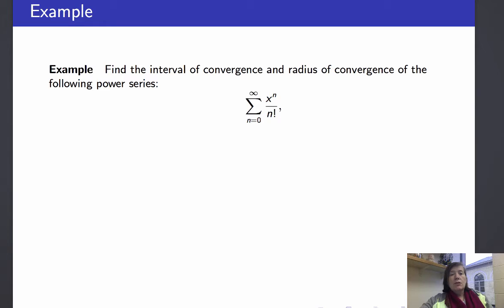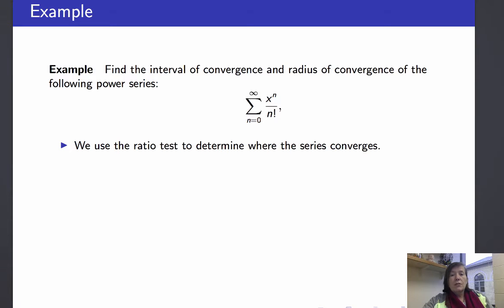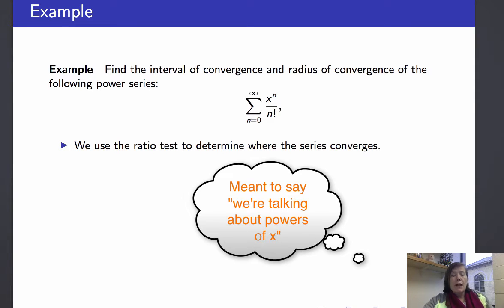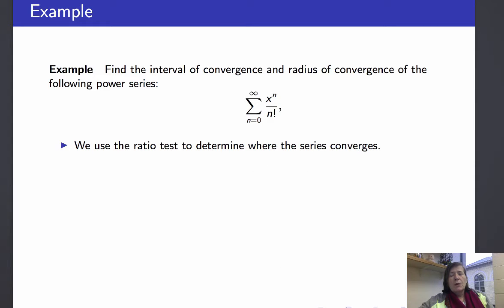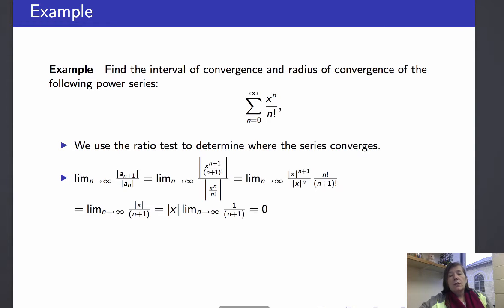So the ratio test is the most useful test in this case because we're talking about powers of n, and we also have factorials in our expression for the nth term. So let's use the ratio test to figure out where the series converges or diverges. Let's assume x is fixed. We're not going to specify what it is, but let's assume it's some fixed number for the purposes of this calculation.